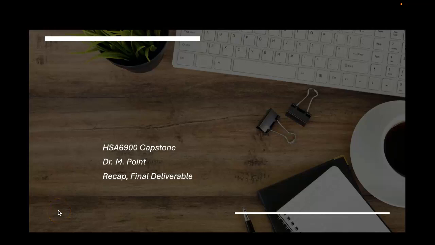Hello, everyone. I just wanted to pop in and give a very brief discussion on each of the components for your final deliverable. Just give a recap. Some students struggle with some of the components, and so I wanted to just touch base with you all. Let's just talk about the various components for the final course deliverable.